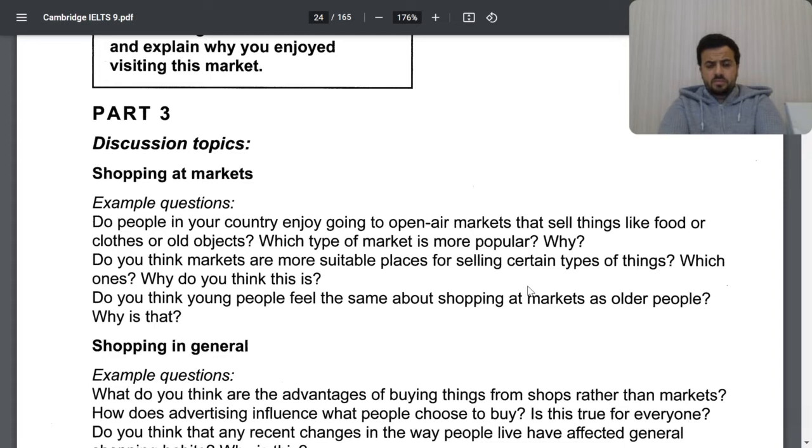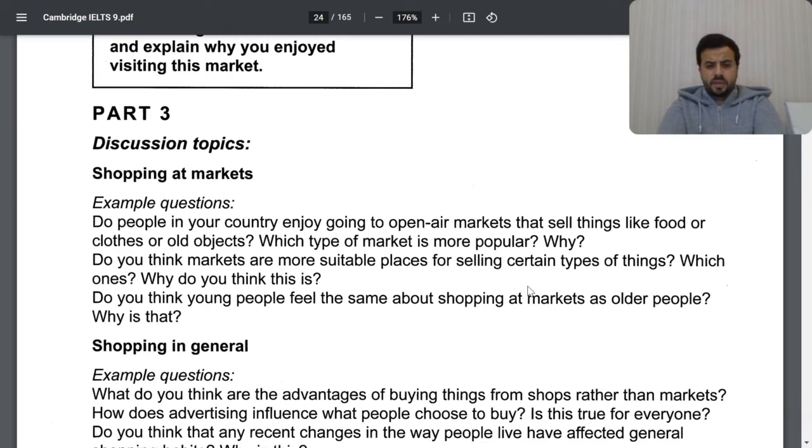Well, I think these markets are suitable to sell fresh vegetables and fruit because they offer cheap prices for the consumers, especially in this economy when everyone is trying to save more money. Everything is getting more and more expensive. So it's very important to try to save money as much as possible.